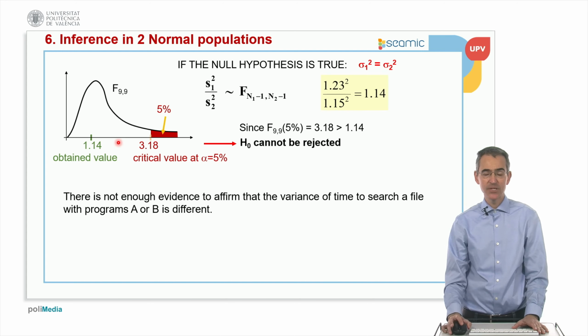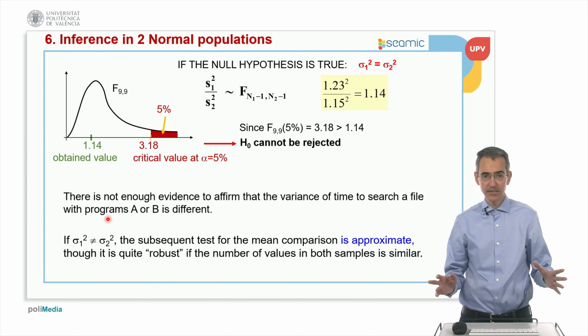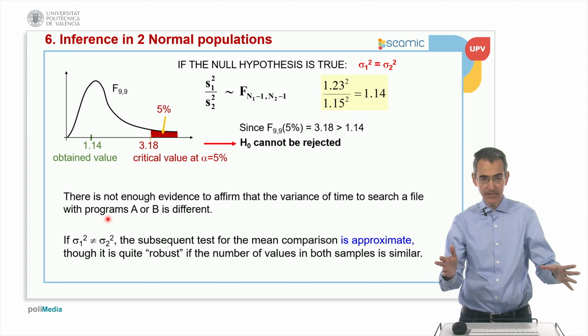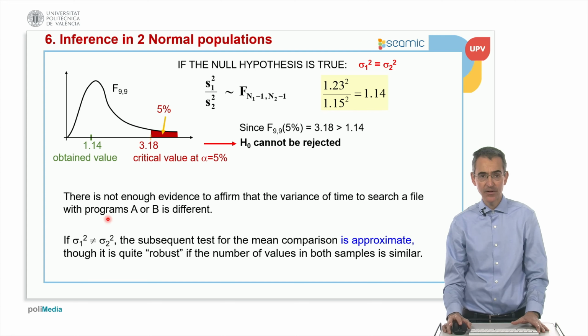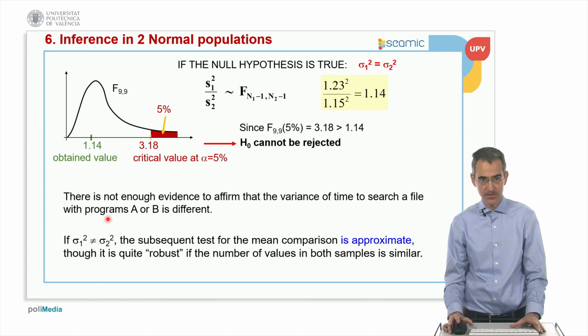The conclusion would be that there is not enough evidence to affirm that the variances of programs A and B are different. So what happens if the conclusion were that they are different? Usually we have the test for comparison of means and the test for comparison of variances. Usually the comparison of variances is carried out first because the test of comparison of means assumes equal variances. So what would happen if this hypothesis is rejected?